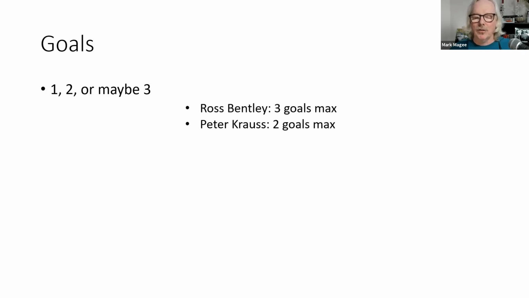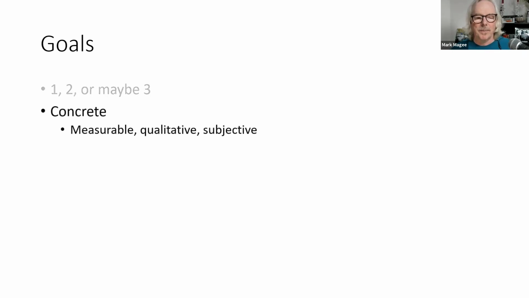Russ Bentley, who's a professional coach, he talks about 3 goals max. Peter Krause, another one, he likes 2 goals. So that's why I say 1, 2, maybe 3. Sometimes 1 goal is the right number of goals. Here's the one thing to work on for this session. We try to make them very concrete, and I divide them up into measurable, qualitative, and subjective. And there may be some overlap with some of these goals.